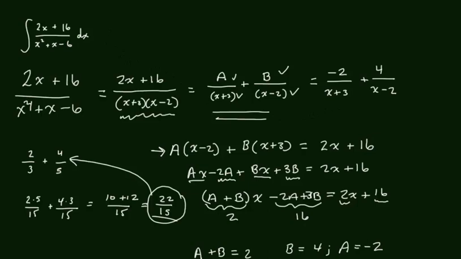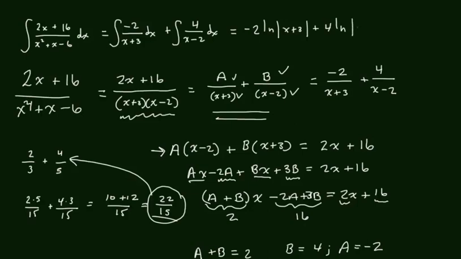But that's not it. Now we have to integrate. So this integral becomes the integral of -2 over (x + 3) dx plus the integral of 4 over (x - 2) dx. And we have two simple integration problems here. -2 natural log absolute value of (x + 3) plus 4 natural log absolute value of (x - 2) plus C. That's my final answer to example number 1.